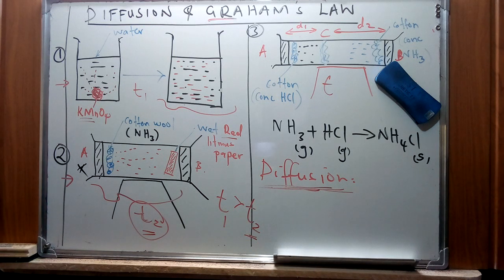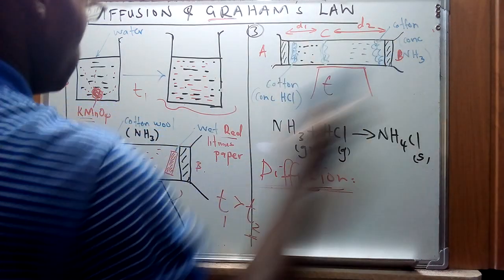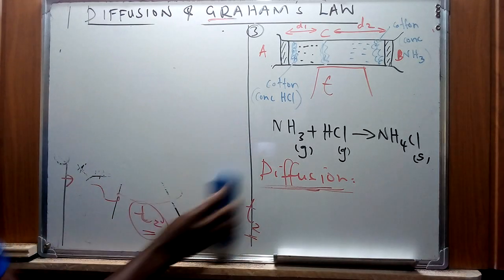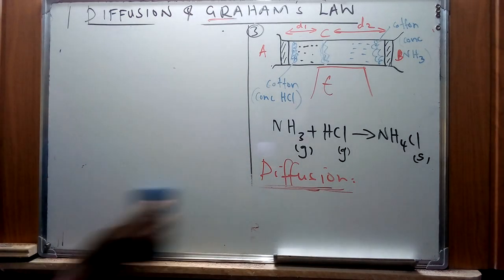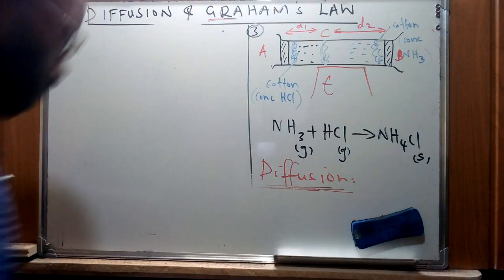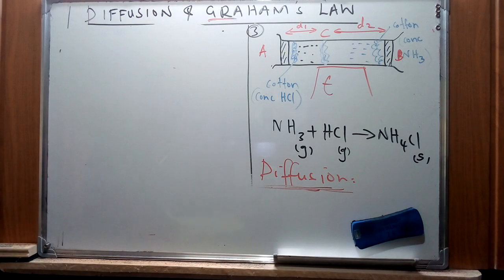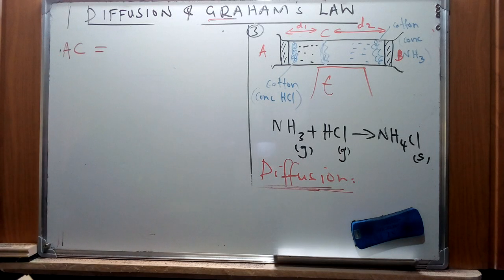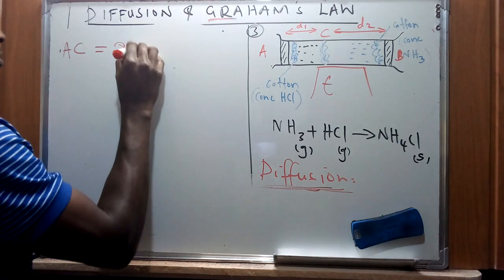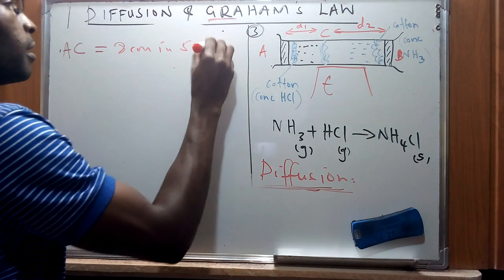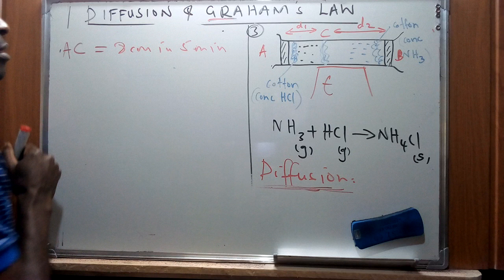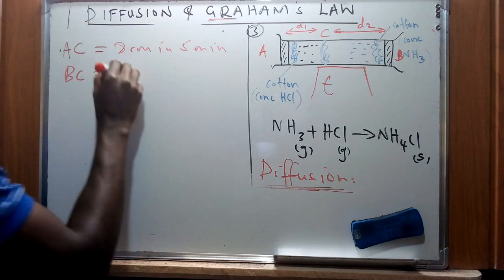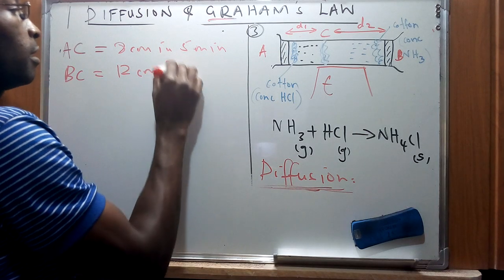Now suppose we give an example and say that the distances D1 and D2 can be measured. We can give this relationship for the rate of diffusion if the distances D1 and D2 are measured over time. So suppose I say that the distance D1, which is basically AC, the gas moved 8 centimeters in 5 minutes. So basically we're going to compare the two distances using the same time, and for the distance BC, the gas moved 12 centimeters, just hypothetical examples, in 5 minutes.